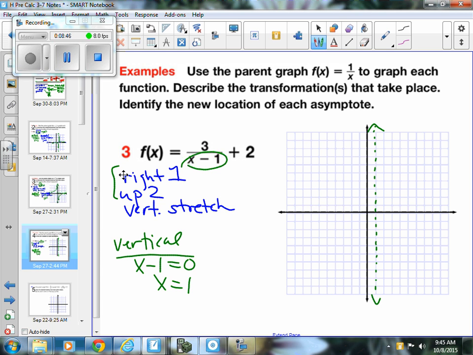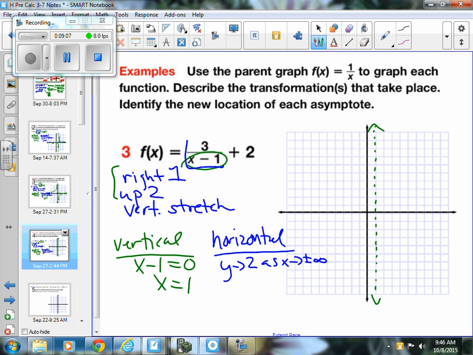All right, horizontal. The horizontals come from the end behavior. So y approaches what as x approaches plus or minus infinity? Now you can graph this one if you want. You're welcome to do that, but think about what that up 2 does. That means what was at 0 is going to move up 2. So y is going to approach 2 at the ends of the graph.